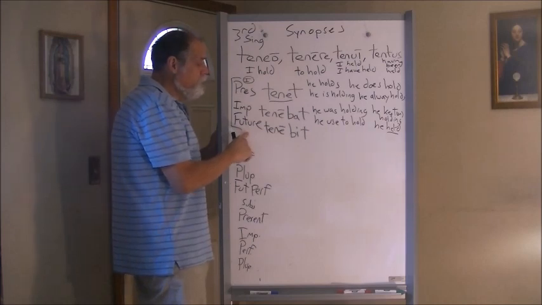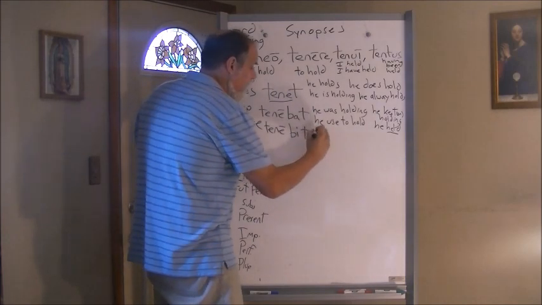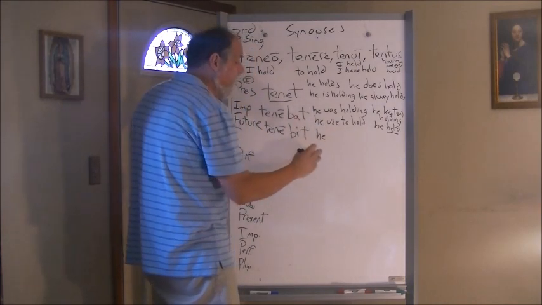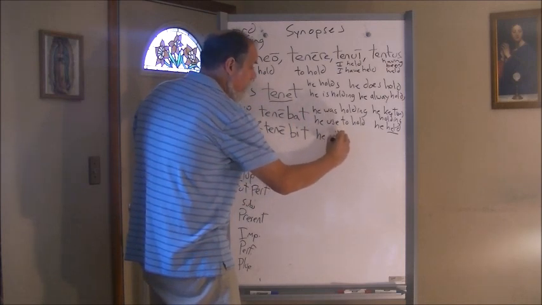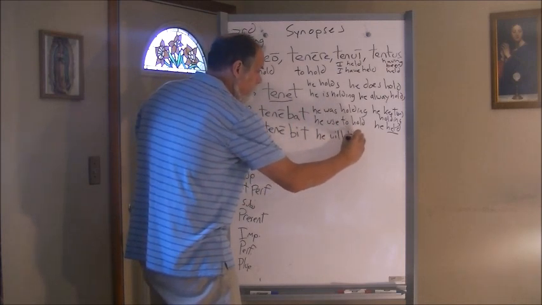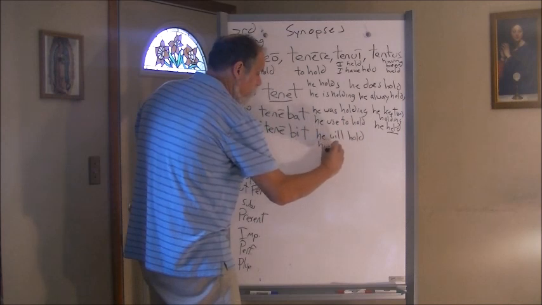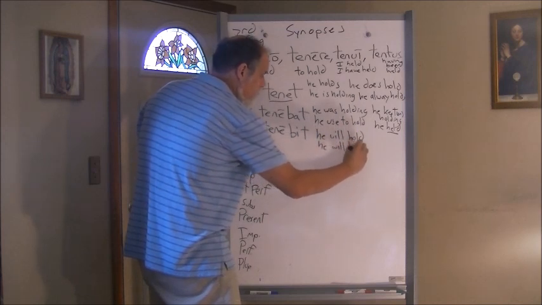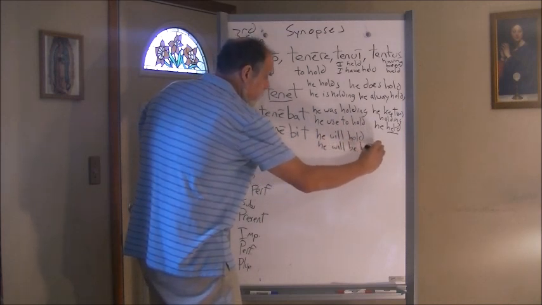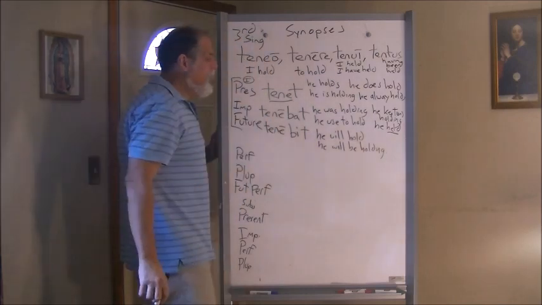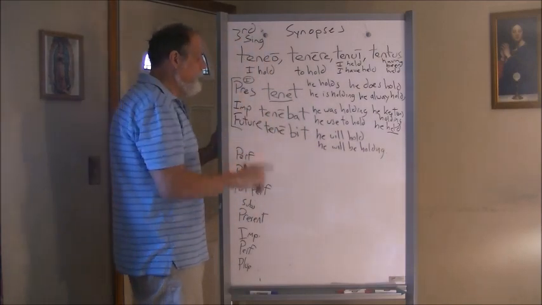And for future, remember we have two tenses, or two aspects. That would be he will hold and he will be holding. All right. So that is the present system for teneo.